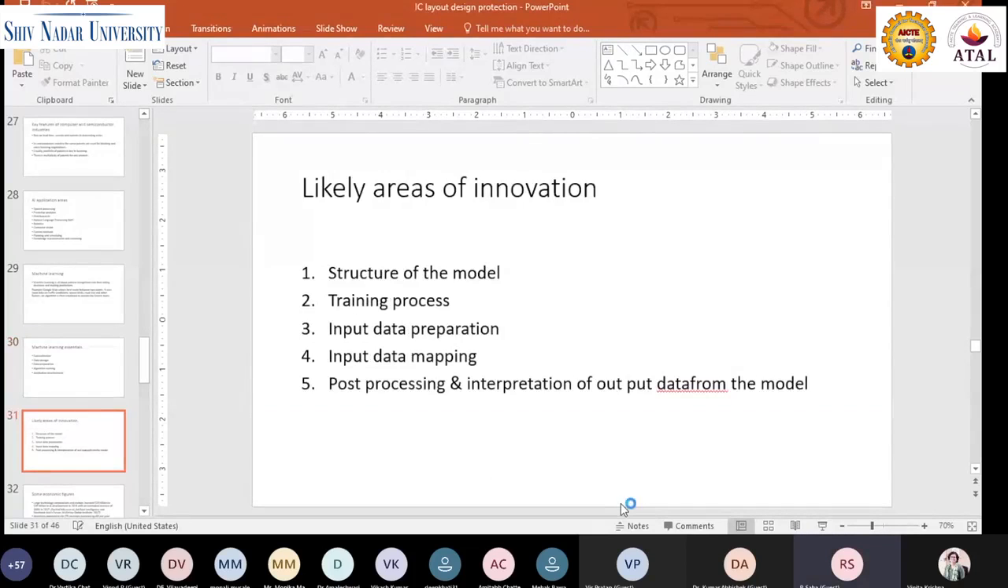So these are the likely areas of innovation: structure of the model, training process, input data preparation, input data mapping, post-processing and interpretation of output data from the model. So everything which goes on there, for implementing it, you will have somewhere a semiconductor sitting, and when some semiconductor is sitting somewhere, it will also have the IC layout design. So this is how the relationship is there.